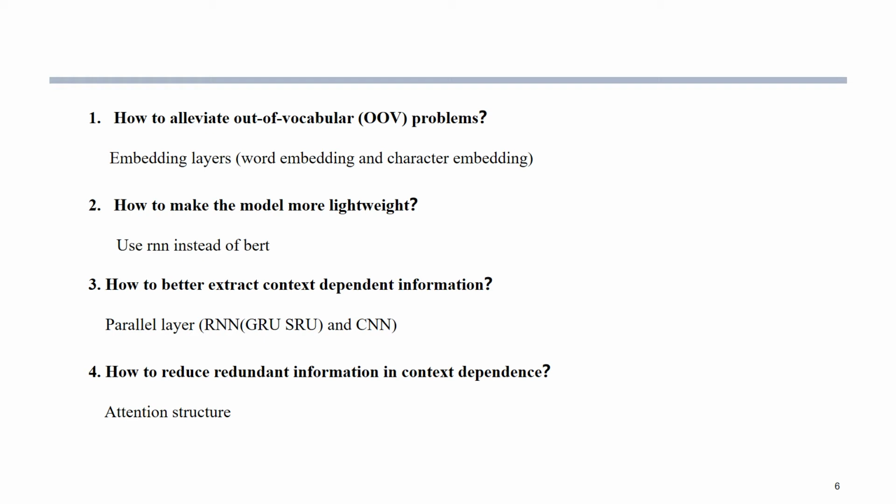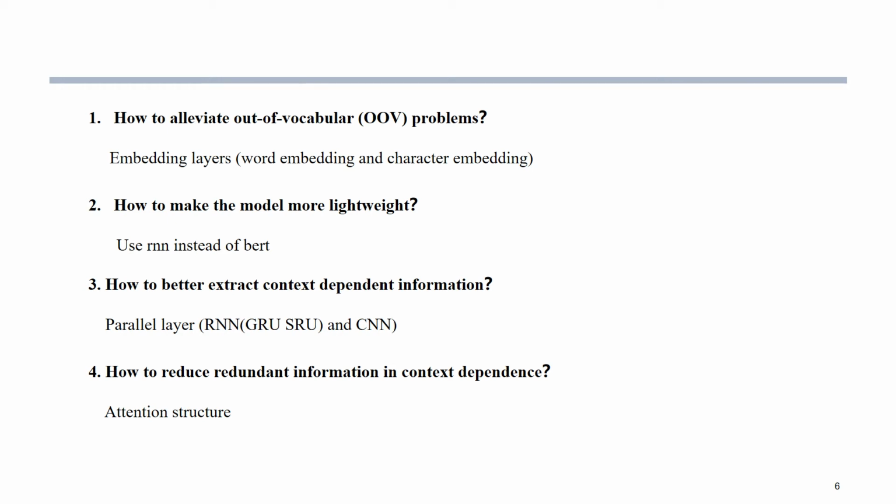The second problem is how to make the model more lightweight. We used the RN module to replace the most popular model BERT to extract text features. BERT contains a large number of parameters, and the training cost is huge. RN can greatly improve the model training speed.